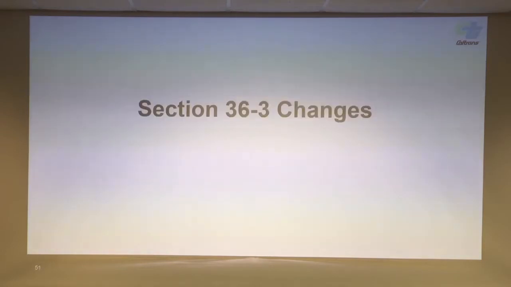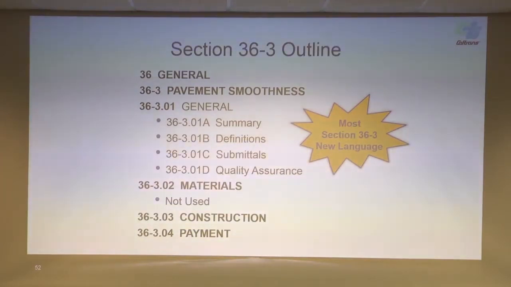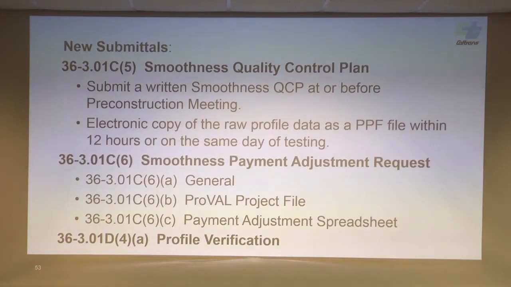Okay, administration of the specs. Section 36.3. Blair was talking about this earlier. Section 36 is a general section for all pavements. There's a lot of information in there. 36.3 is the subsection that is general for smoothness. It's laid out in this fashion like many of our specs: a general section, materials, construction, and payment. Under general, we have submittals, definitions, summary. All those sections still exist, but we added some sections. This next slide shows the sections that we added.